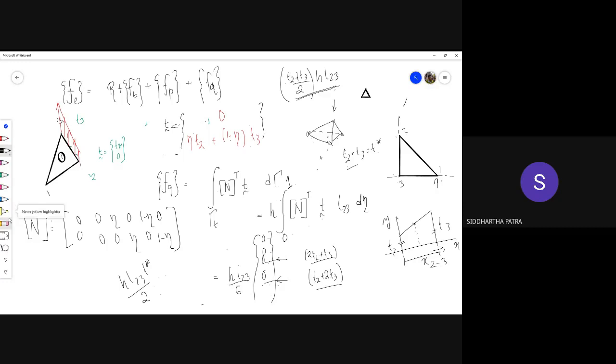Now again think in terms of linear superposition. If I were to have both tractions in x and y direction, and this time I'm putting a superscript to represent in which direction it is, so t2x plus 1 minus eta tx3, how would the force vector look like? The force vector will have 4 non-zero components.